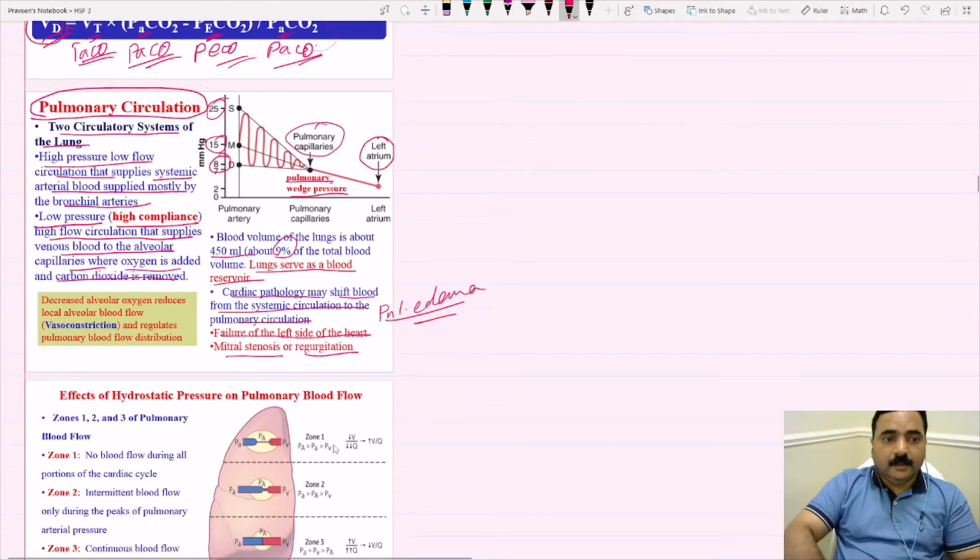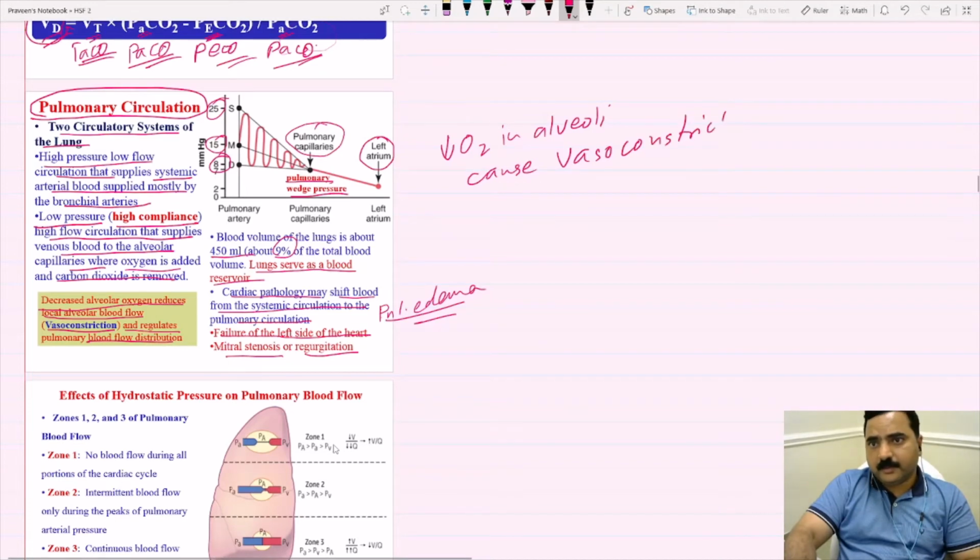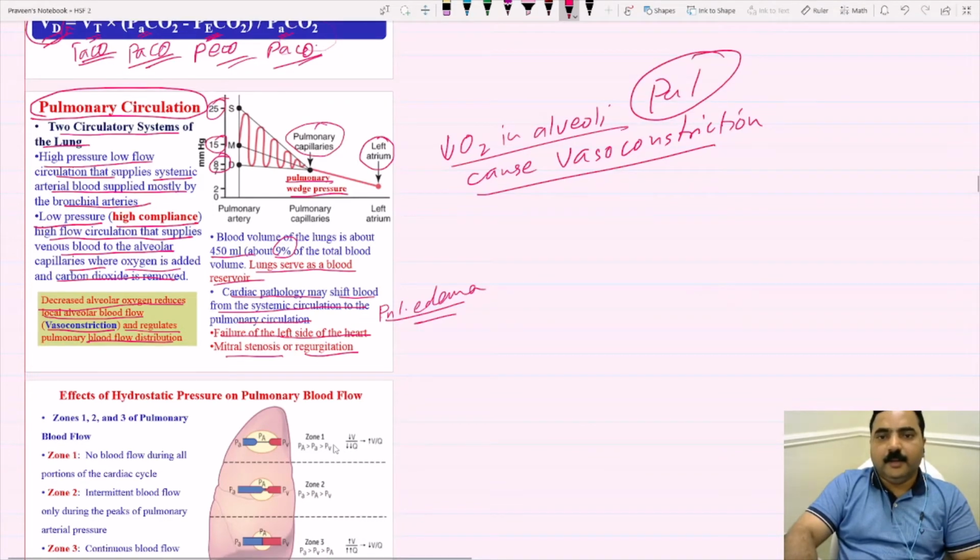Another very important concept for the exam is that decreased alveolar oxygen reduces local alveolar blood flow by causing vasoconstriction and regulates pulmonary blood flow distribution. So decreased oxygen in the alveoli causes vasoconstriction. This is not true in the case of systemic circulation. This is true only in the pulmonary circulation. In the systemic circulation, what happens? Hypoxia, that means lack of oxygen to the tissues, will cause what?